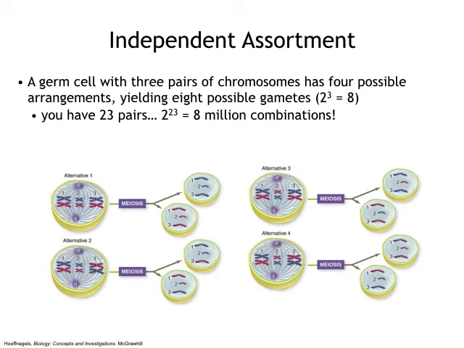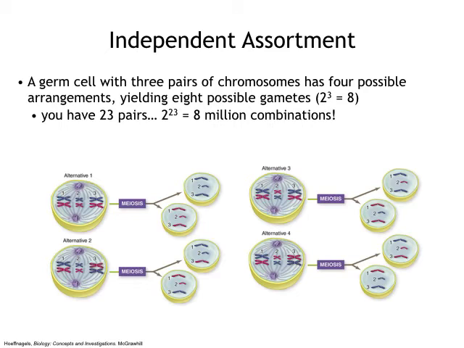So 8 million times 8 million ends up being close to 70 billion different possibilities. So literally what that means is a guy and a girl could have 70 billion different children, and no 2 would look alike. And this is only considering independent assortment.